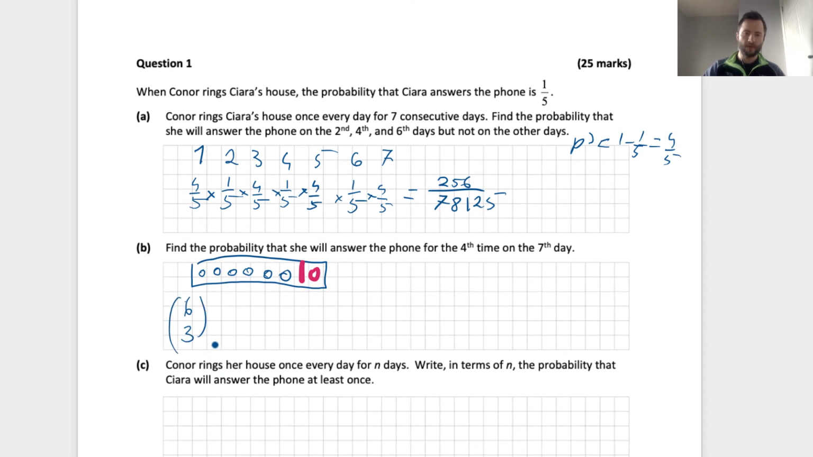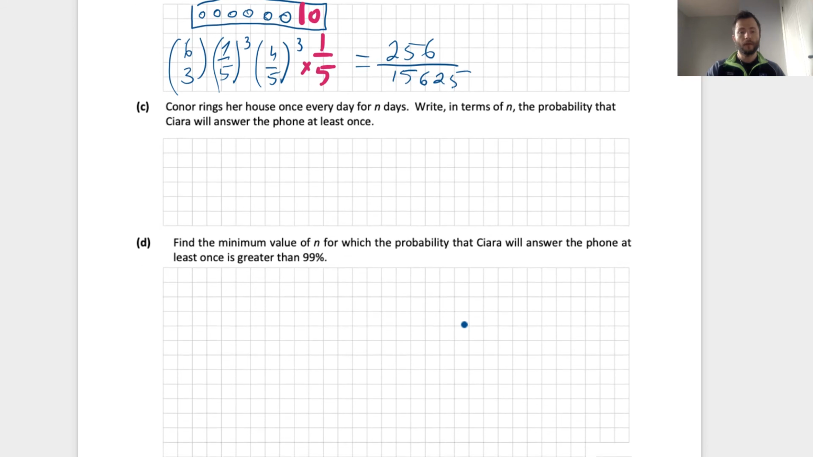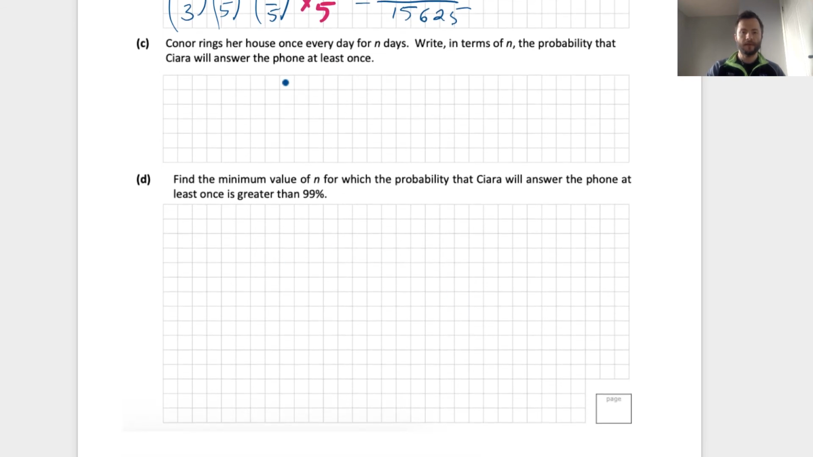So we're going to use the Newton symbol. So we're selecting 3 out of 6, and the probability of success is 1/5, cubed, and the probability of the failure is 4/5, also cubed, and then we're multiplying it by the final probability, which is going to be 1/5. So multiply by 1/5. If we put that into the calculator, we get that probability equal to 256 divided by 15,625.